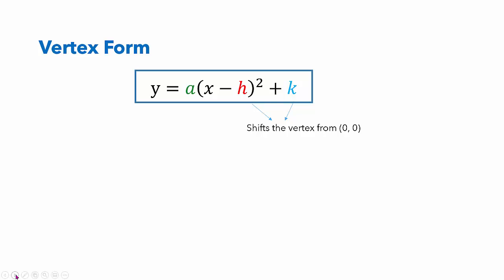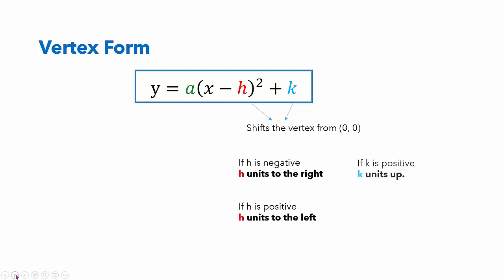All right, so the H, if that's negative, the way it appears right now in the equation, we would be shifting that graph H units to the right. But if that said x plus H inside the parentheses, in other words, it's positive, we'd be shifting the graph H units to the left. As for the K, if K is positive, as it is in this equation, we would shift the graph K units up. And if K is negative, we would shift the graph K units down.